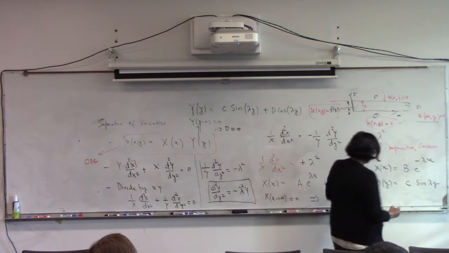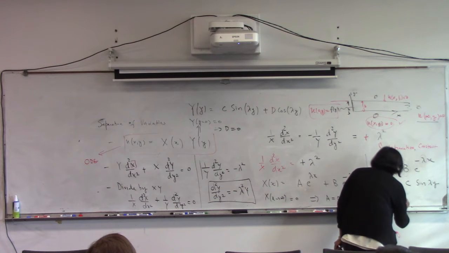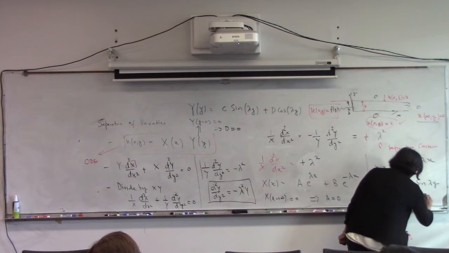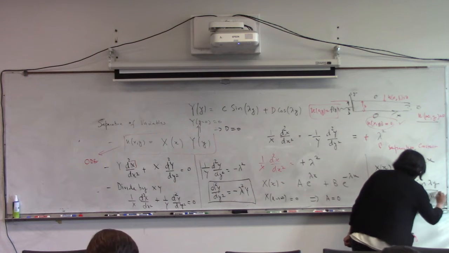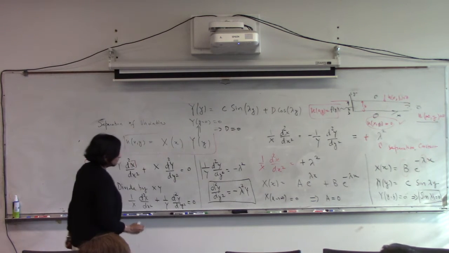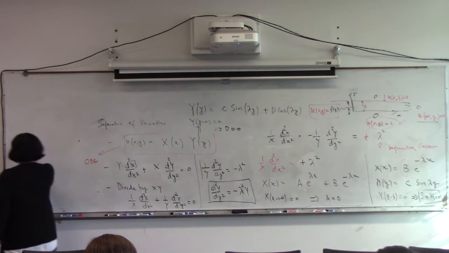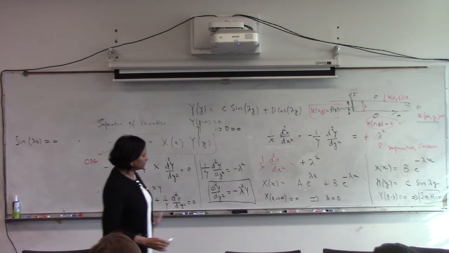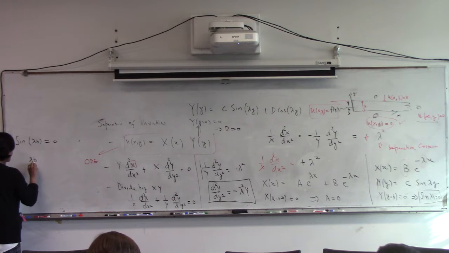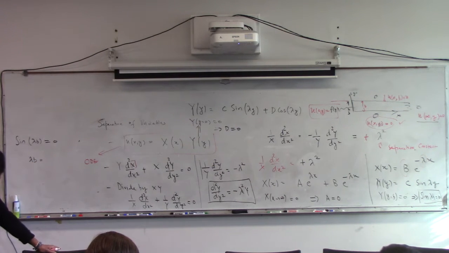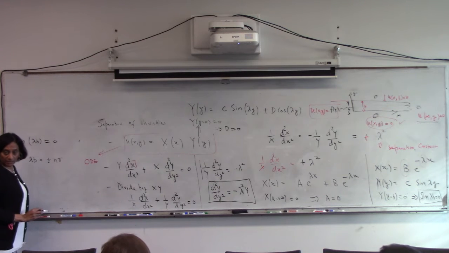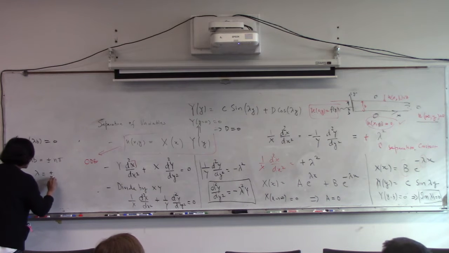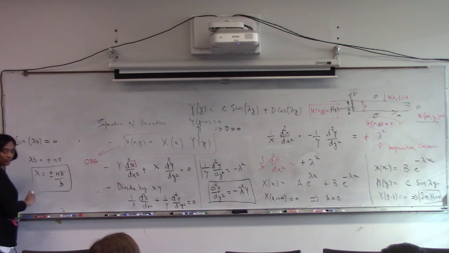I can start applying that, right? Y at y equal to b is also 0, which implies sine of lambda b is equal to 0, right? Sine lambda b equal to 0 tells me something about that separation constant. What does it tell you about lambda b? Plus or minus n pi, right? That's what it says. Or lambda is plus or minus n pi over b. Right, that's what we have.